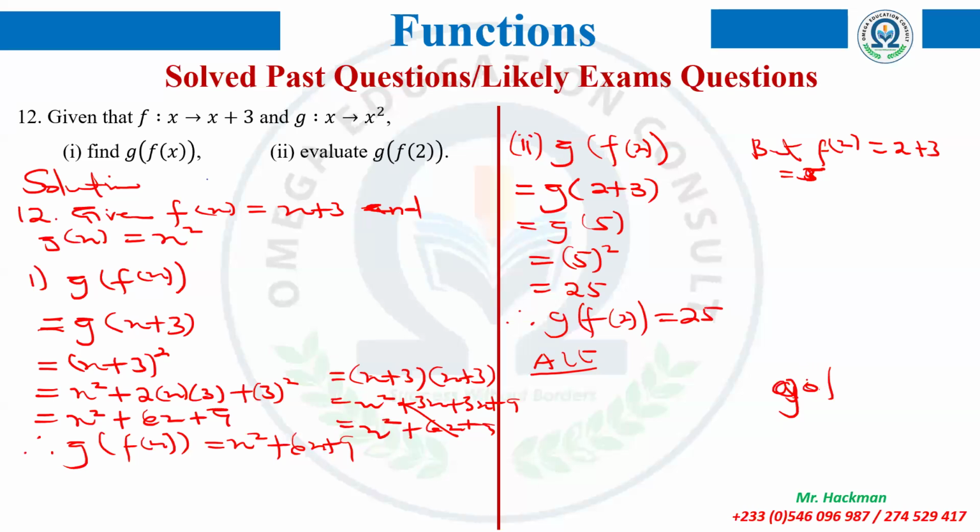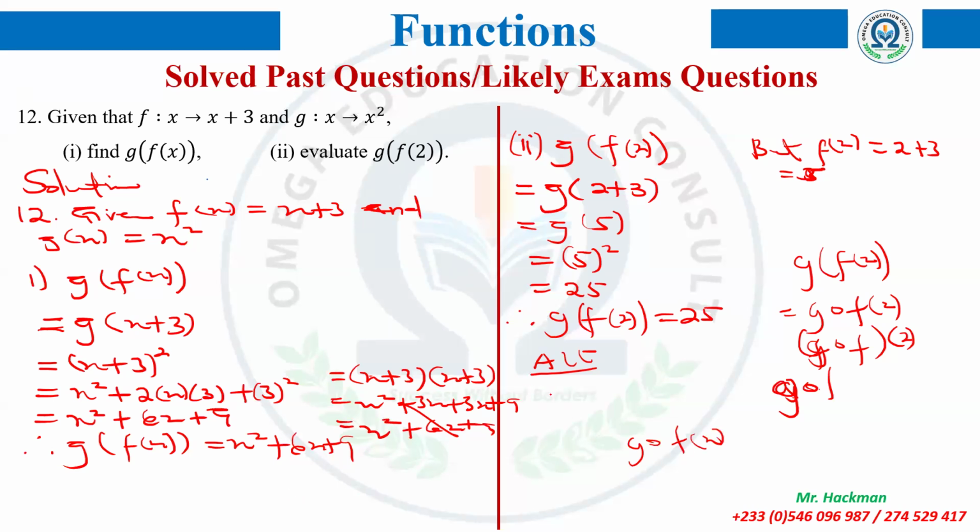Let me write it the normal way. So J of F of 2. You know this is equal to J of F of 2, which is the same as J of F into 2, feeding it with 2. It's the same thing. J of F is the same as the J of F of X, so you can feed it with 2.